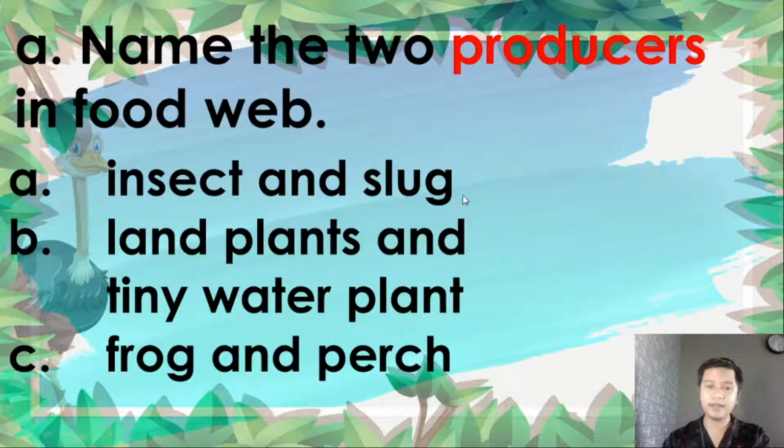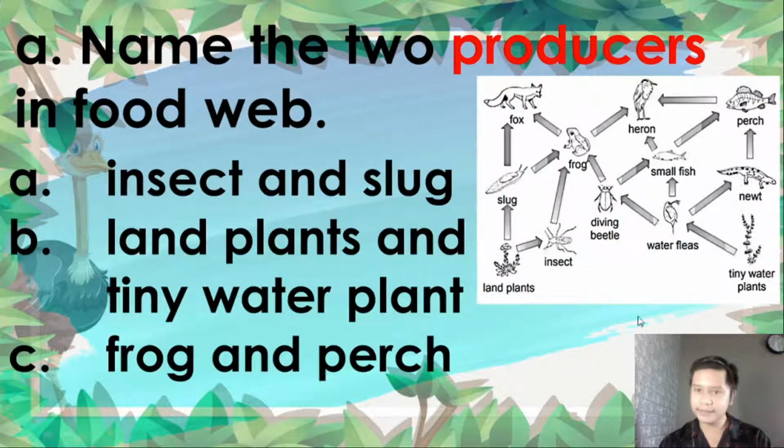Let's try the choices. A, insect and slug. B, land plants and tiny water plants. Or C, frog and perch. What is the correct answer? This is the example of the given food web. Land plants is one, tiny water plants is one. This is the insect, this is the slug. This is the frog and this is the perch.